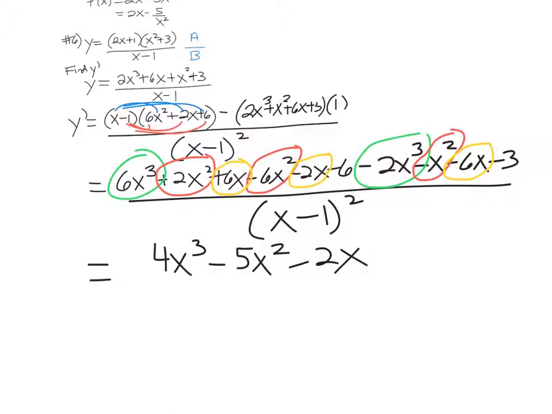I'm running out of colors. Blue. And then finally our constants, we have a negative 6 and a negative 3. That gives me minus 9. Ew.